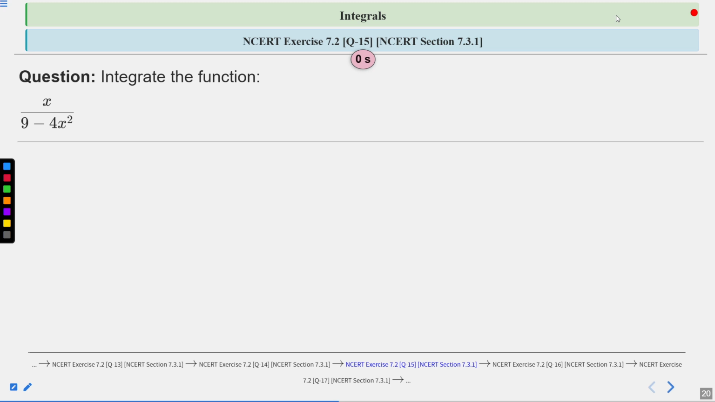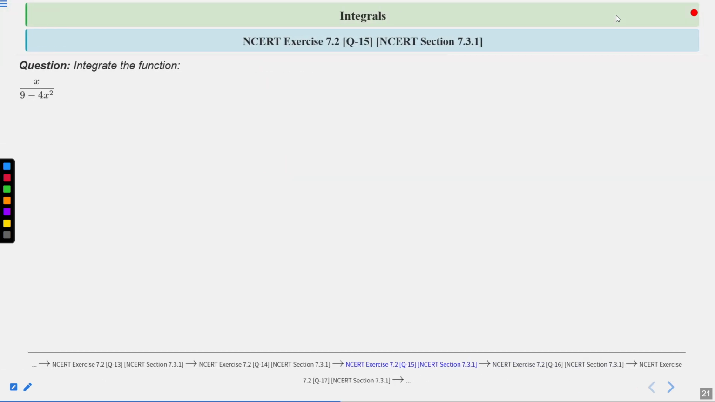Now, let us move to the solution part. How can we solve this? We need to integrate the given function, x upon 9 minus 4x square, and the correct answer is basically minus 1 by 8 log mod 9 minus 4x square plus c.